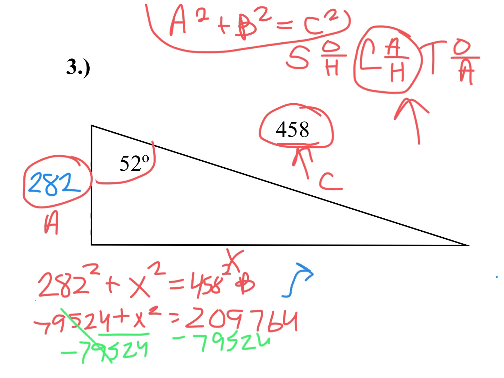Now let me clean this up just a little bit. I'm going to carry my work on over here. I still have x squared is equal to, and let me subtract those two. That ends up being 209,764 minus 79,524. I end up with 130,240. Now, is that my answer? Is that my length for x? No, we've got to square root it, don't forget.